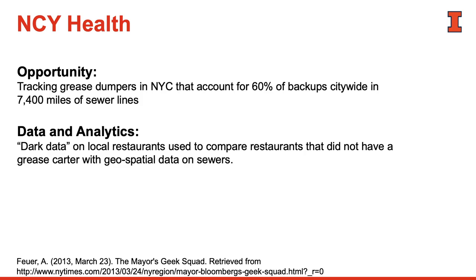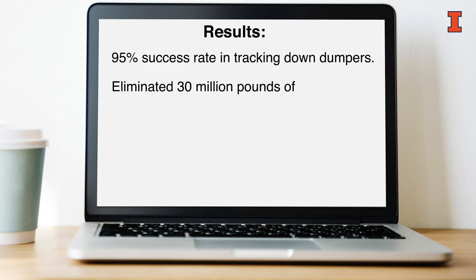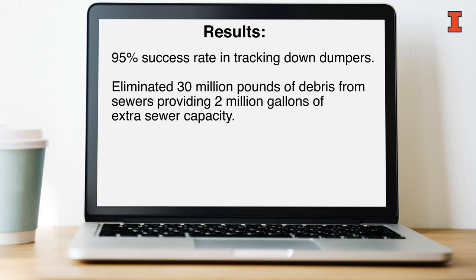They used this data to compare restaurants that did not have a grease carter with geospatial data on where sewers were located. This enabled the city, with a 95% success rate, to track down grease dumpers. It eliminated 30 million pounds of debris from sewers, providing 2 million extra gallons of sewer capacity annually. It also reduces sewer backup-related costs for businesses and homeowners.